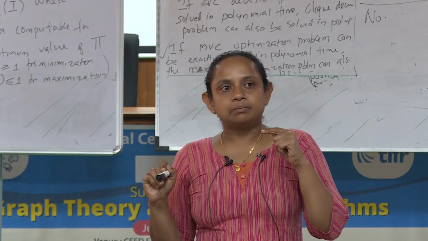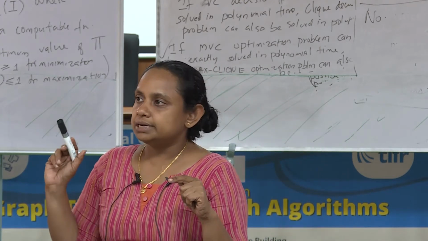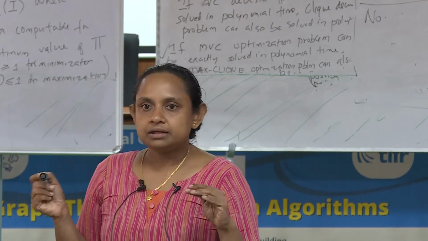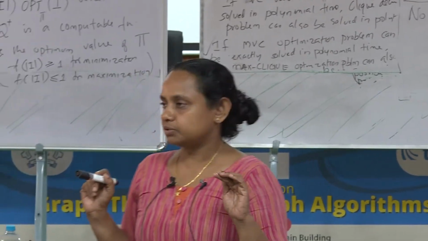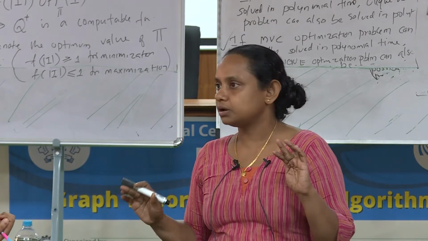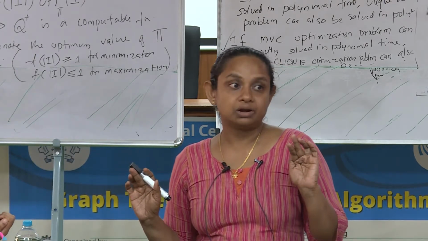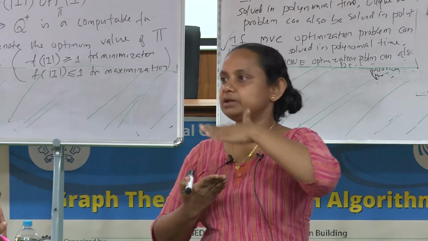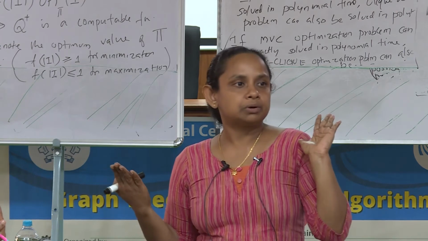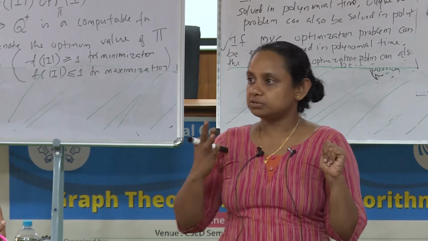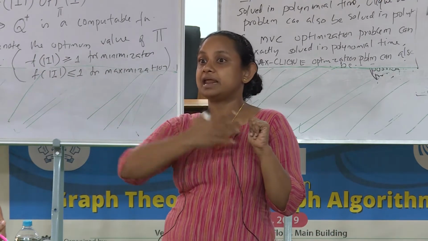The independent set problem, with respect to approximability, is known to be very hard. There is not even a root n factor approximation algorithm known, or expected, for the maximum independent set problem. Not even a root n, 1 by root n. I mean, when I say it's a maximization, even 1 by root n you cannot approximate. So with respect to approximability, these two problems are entirely different.